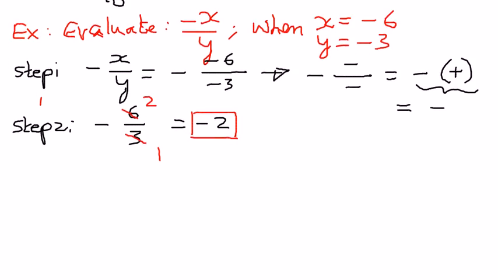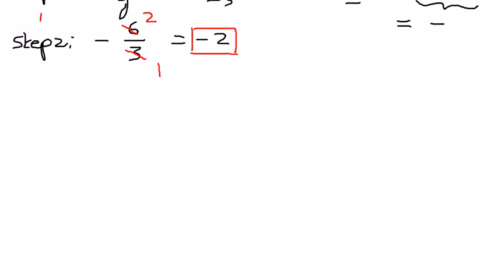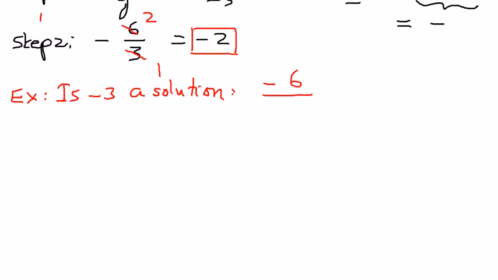Let's look at another example. In this example, we're going to say, is negative 3 a solution of an equation like this? Negative 6 over a is equal to negative 2.